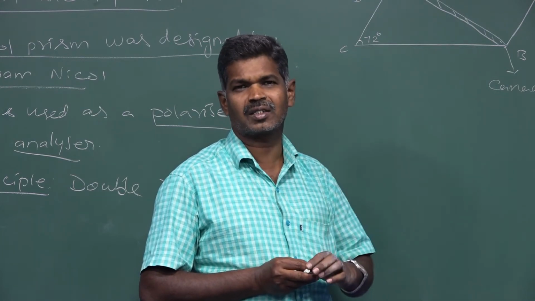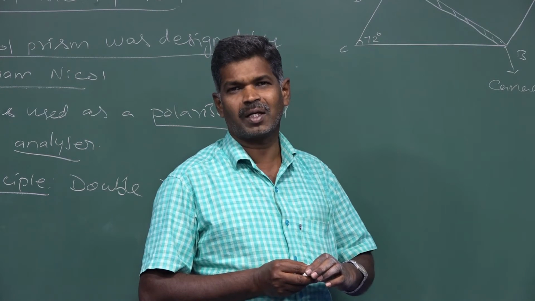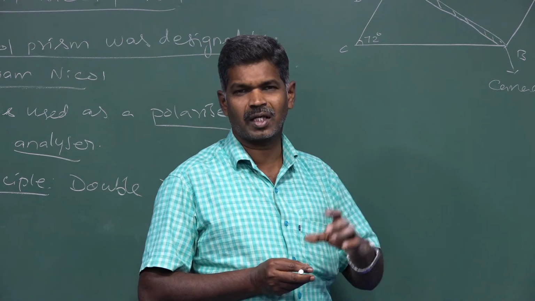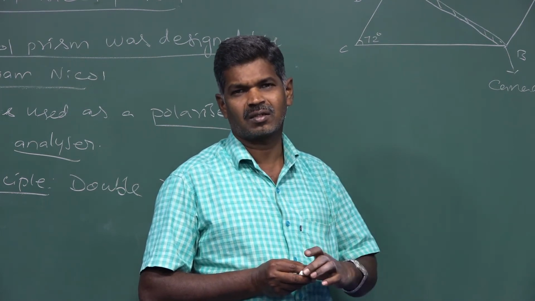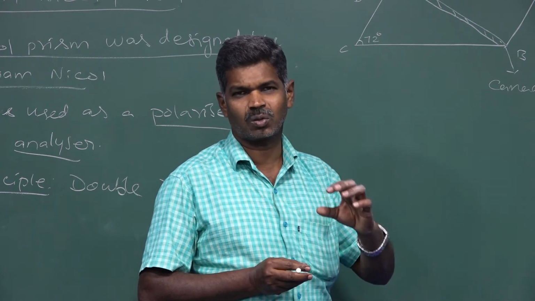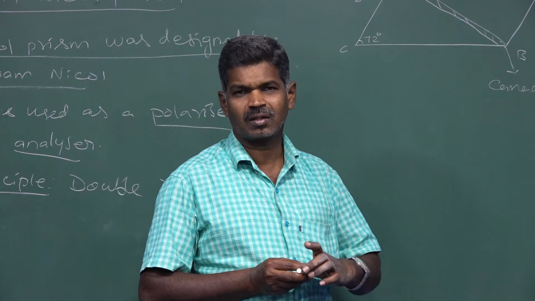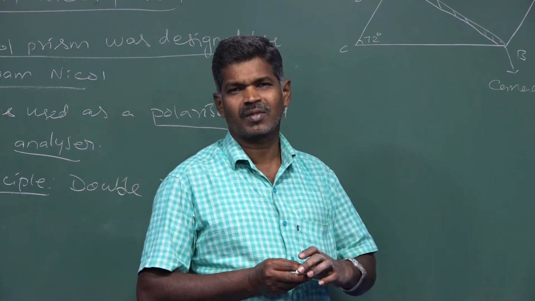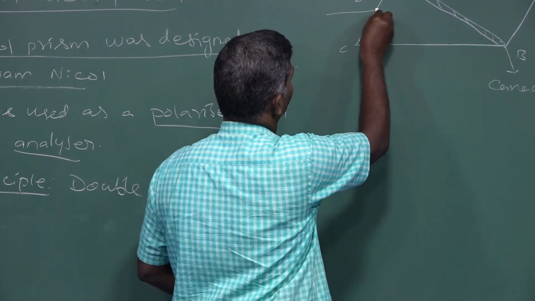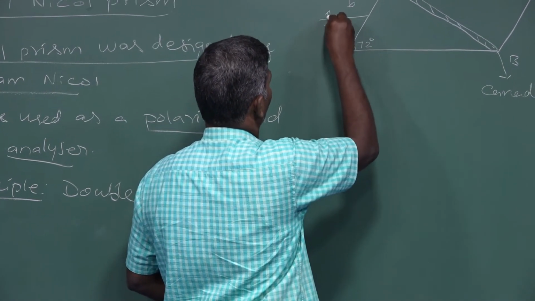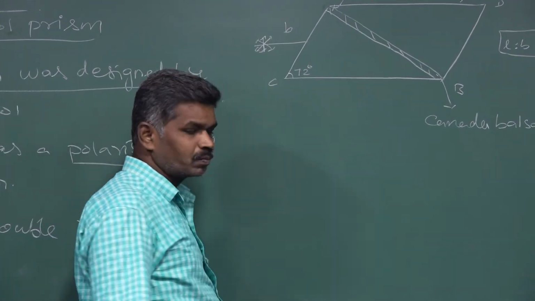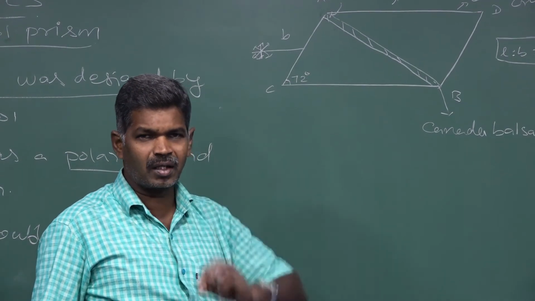That yellow ray is not plane polarized, it is unpolarized light. Unpolarized light means vibrations in all perpendicular directions. If a ray comes from that source, it has vibrations in all perpendicular directions. That ray is an unpolarized light.